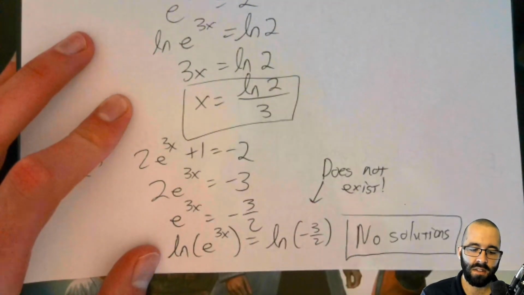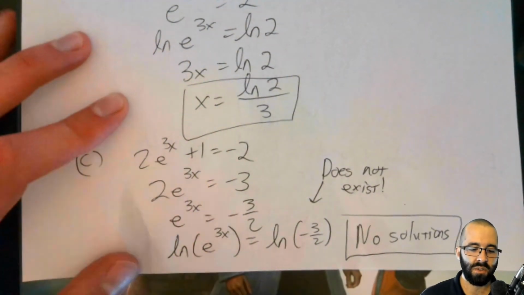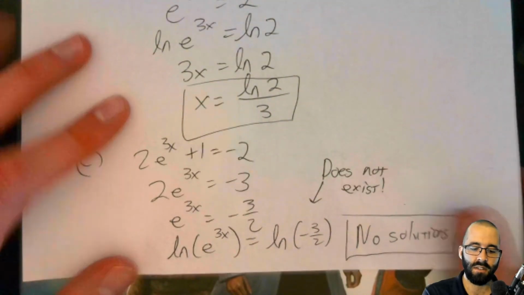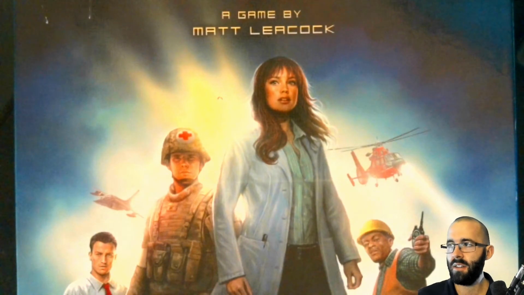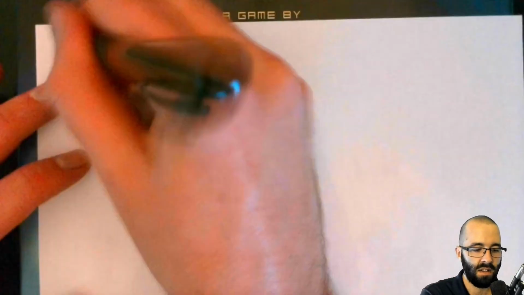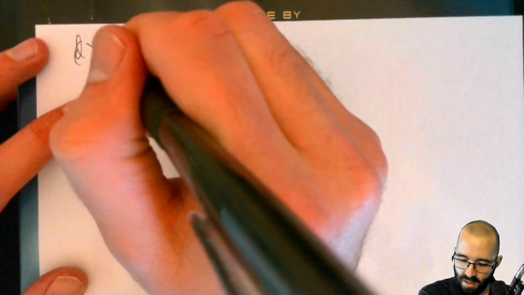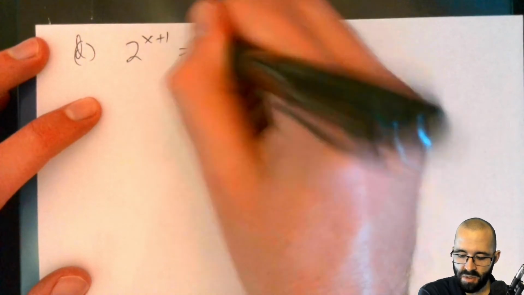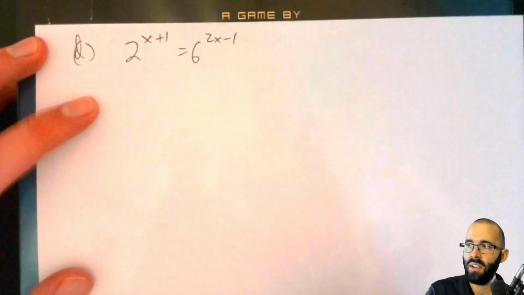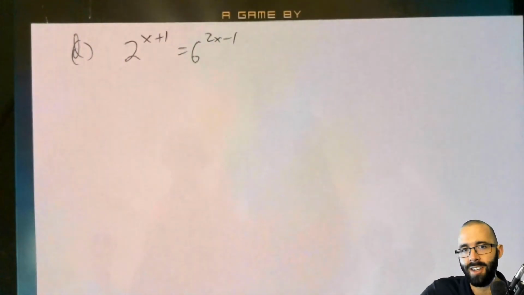Okay? So that's what we're going to do right there. Let's do part D. Part D, 2 to the x plus 1 equals 6 to the 2x minus 1. Now, this one's pretty tricky, so watch out.